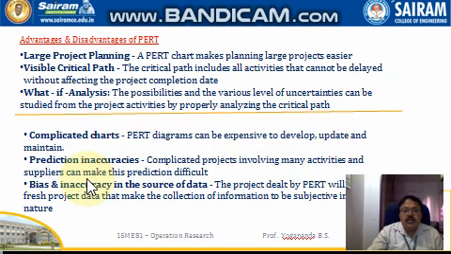The next demerit is prediction inaccuracies. Complicated projects involving many activities and suppliers can make prediction very difficult. When the number of activities is very small, the project is very simple, and whatever prediction we make, it will take place accordingly. But when the activities are very high in number, that is, the projects are very complicated, it is impossible to predict everything in advance.